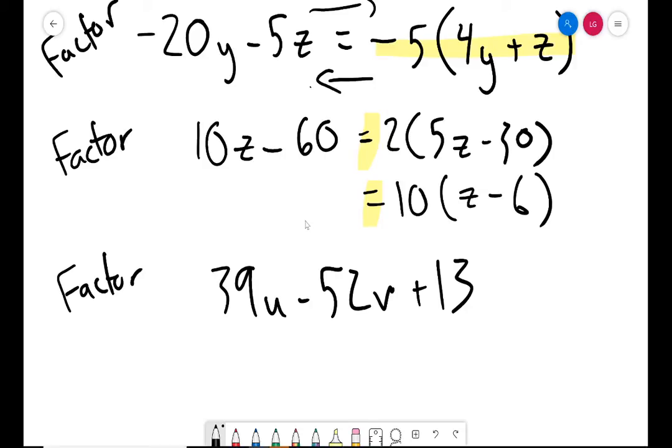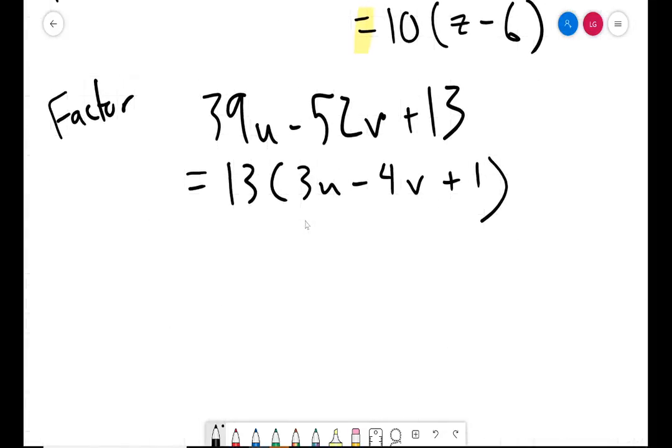And I think about, can I pull that number out? That's always the first thing I look for, because if I can, that's going to be my best case scenario, right? That's going to factor out of everything. And in this case, in fact, I can. All three of these numbers are factors of 13. So 39u minus 52v plus 13 is equal to 13 times (3u minus 4v plus 1).